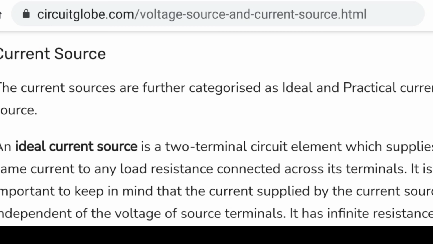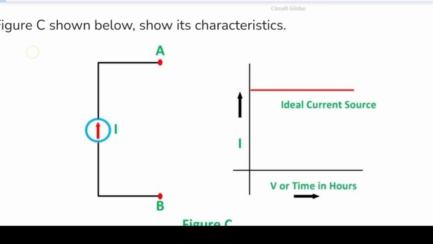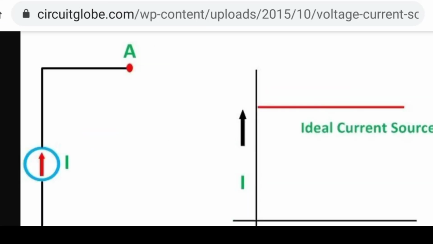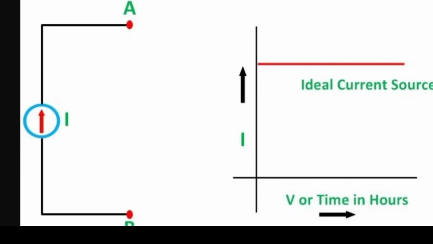The diagram represents the ideal current source, represented by a current indicated by an arrow in the upward direction, in amperes. The current is indicated on the y-axis, and the current remains constant whatever the voltage increases or decreases.